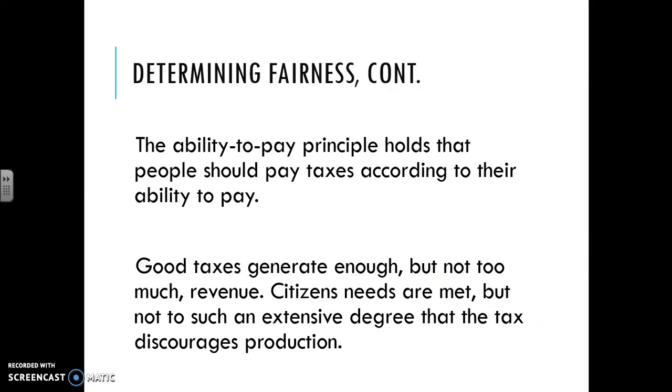The ability to pay principle holds that people should pay taxes according to their ability to pay. That one says, well, if you have a higher income, then you should have a higher ability to pay than someone who is of a lower income.